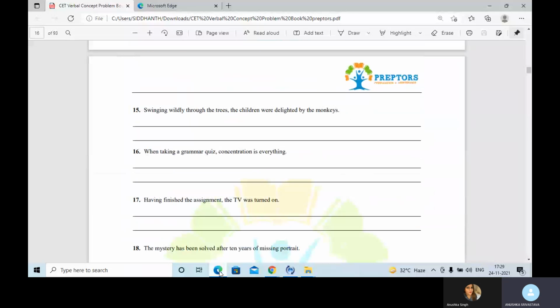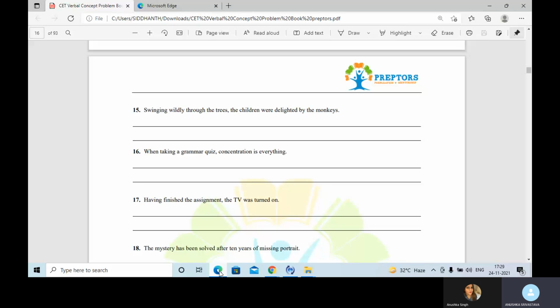15th is yet another example of misplaced modifier. Swinging wildly through the trees, the children were delighted by the monkeys. Now, who was swinging and who were delighted? So, obviously, the monkeys were swinging and the children were delighted. So, we will reconstruct it as: the children were delighted by the monkeys swinging wildly through the trees.